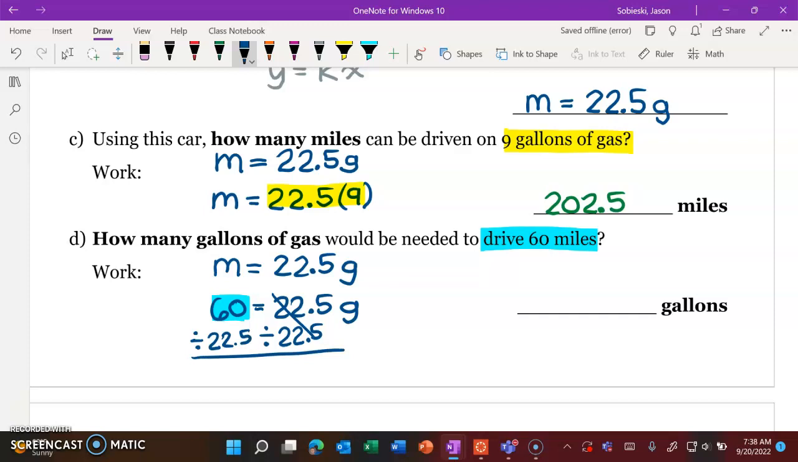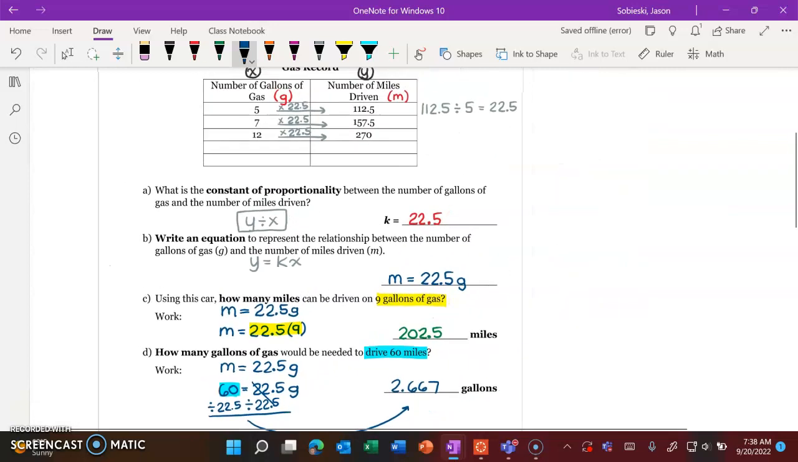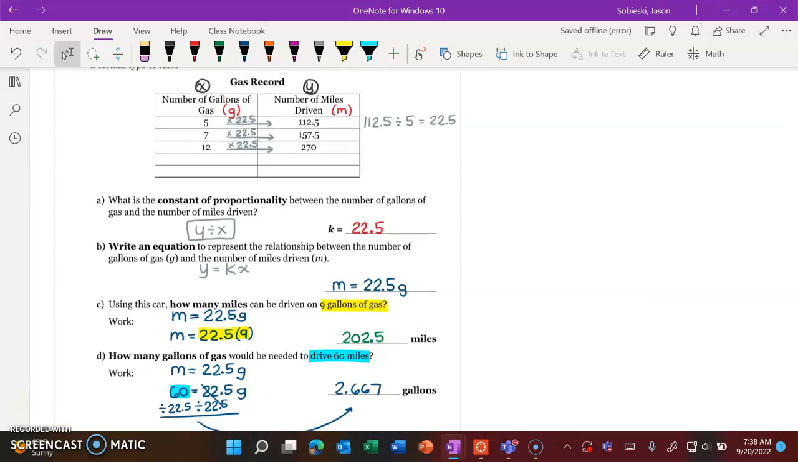So it actually comes out to be a decimal, and I'm just going to write the answer up on the line here for us. We would need about 2.667 gallons of gas in order to drive 60 miles. So again, I hope this example helped you see how you could take a table, find the constant of proportionality, write your equation, and then use the equation to solve some questions.